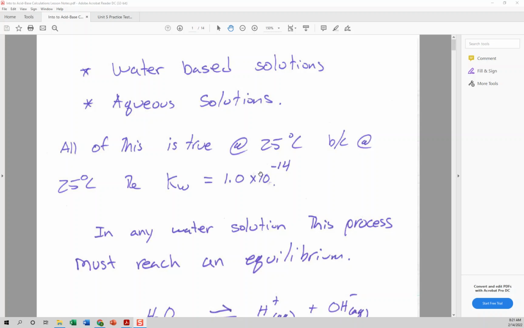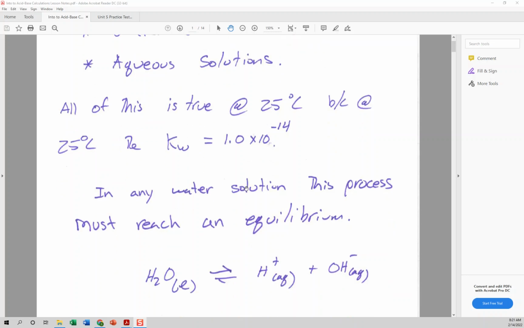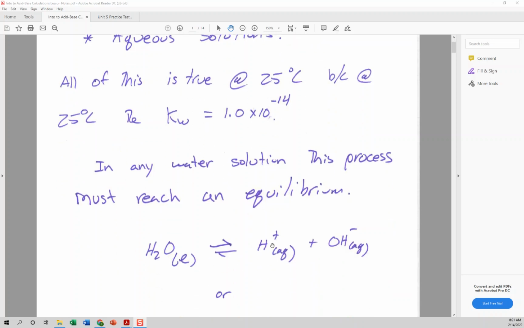But any time we're calculating the pH of a solution, we're going to assume it's 25 degrees Celsius, so this is true, okay? All right, so this process is reaching equilibrium in water. So if you have pure water, this is happening, okay? But if you have other stuff added to water, this process right here described, this is the autoionization of water, has to come to equilibrium. And there's two ways to represent it. You can show it where one water molecule dissociates and forms an H plus and an OH minus, okay?